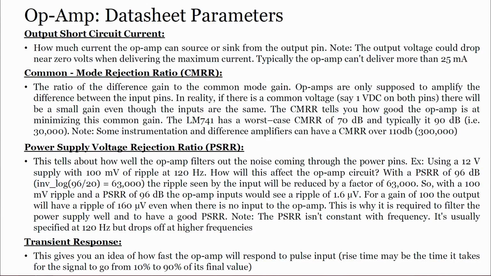Even when there is no input to the op amp, this is why it is required to filter the power supply and to have a good PSRR. You understand? See, if we have this example where a 12 volt power supply is there and about 100 millivolt of ripple is there at 120 hertz, then with a PSRR of 96 dB, if we consider the output, we would see about 160 microvolt of ripple voltage, and that is not good.